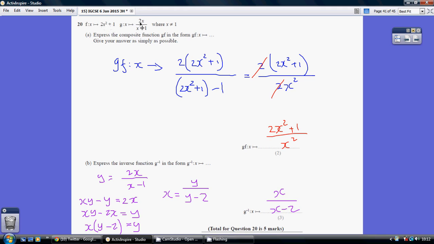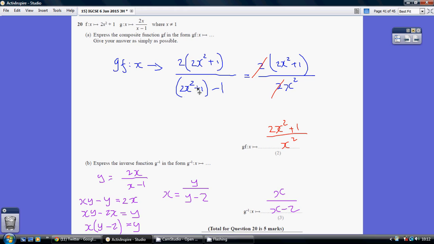So we have two lots of 2x squared plus 1 and then a single lot of 2x squared plus 1 minus 1. So that's here. To remember this, you start off with f and you substitute that into g. So you work backwards. Okay, f into g. So we then just need to tidy this up.